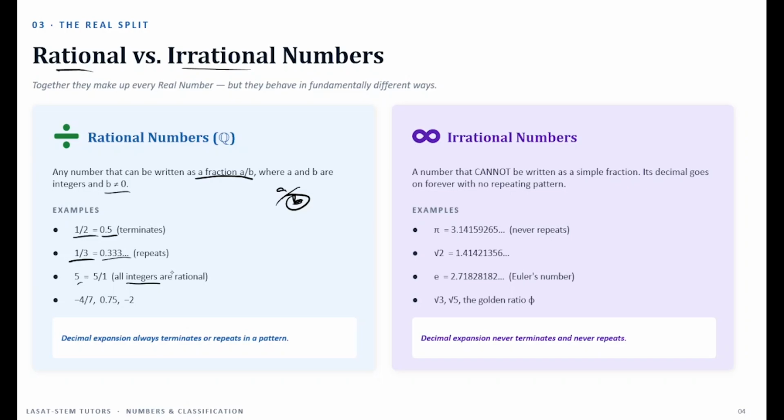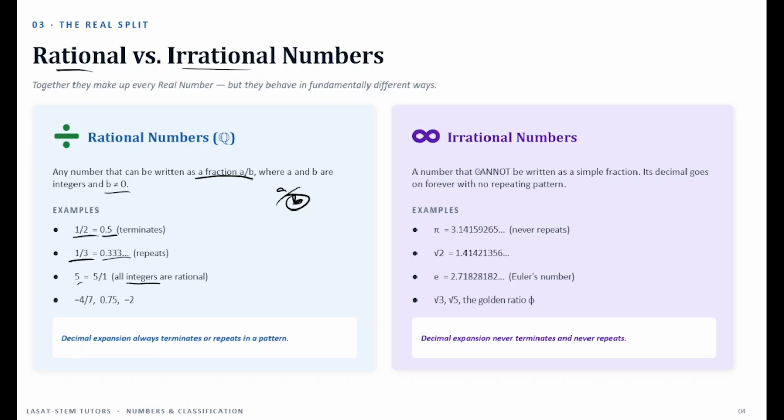When you have a number, 5, 10, 10 can be written as 10 over 1, 11 can be written as 11 over 1. So all the numbers that can be represented and written as a positive or negative fraction are rational numbers.